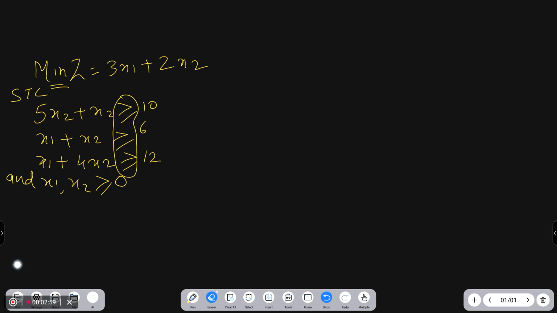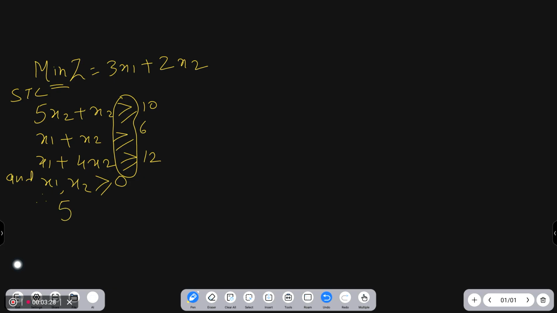Now, the nature is clear. Are any right hand sides positive or negative? No, all are positive. Therefore, there is no need to multiply any constraint by -1. Fine. The third step is to convert the inequality into equality.